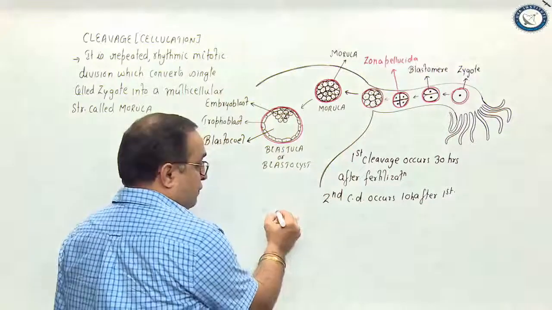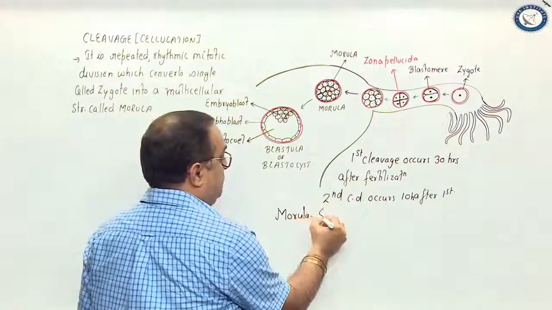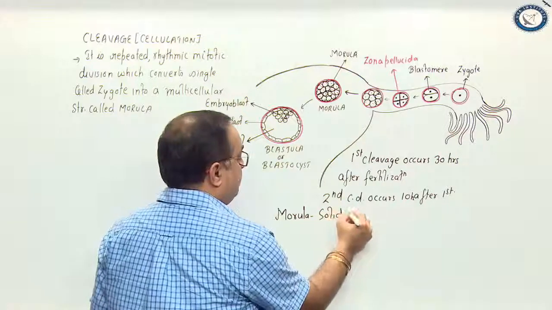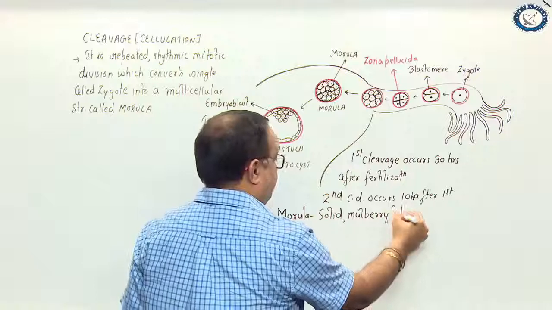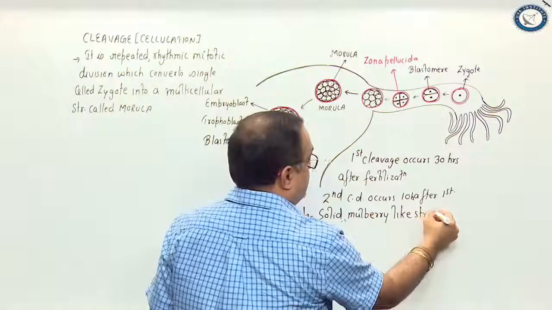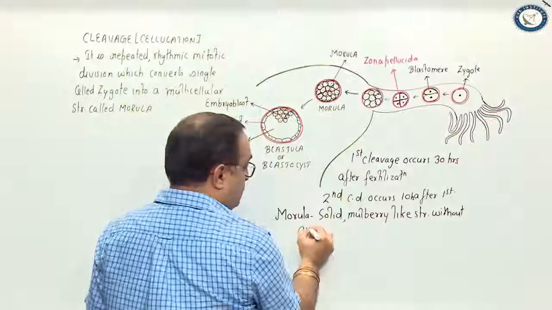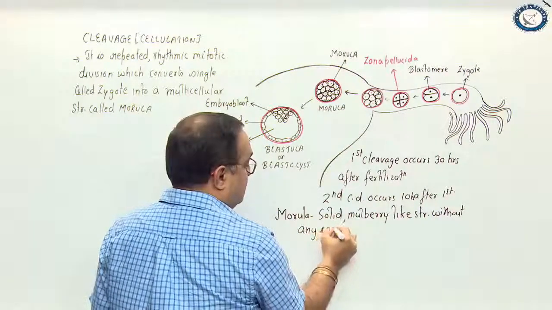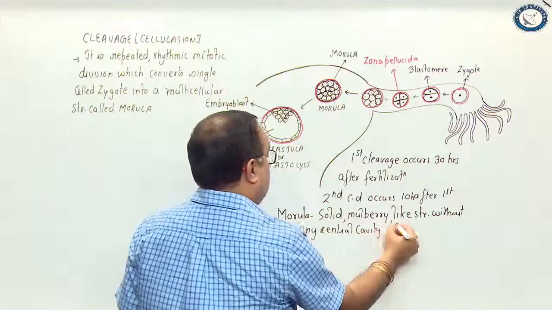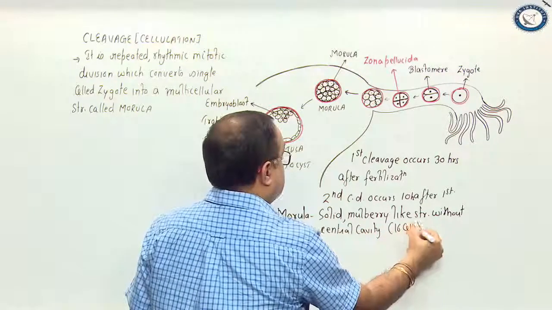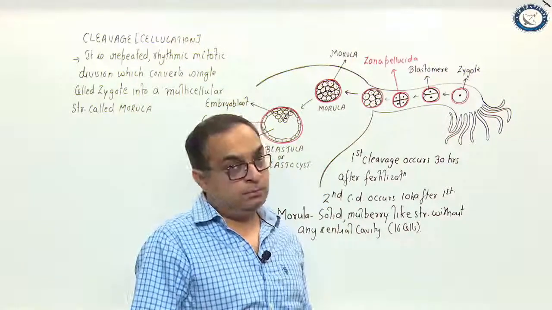So, I will write for morula, what is morula? It is a solid mulberry-like structure without any central cavity. Morula has 16 cells. So, the 16-cell stage is what is called morula.